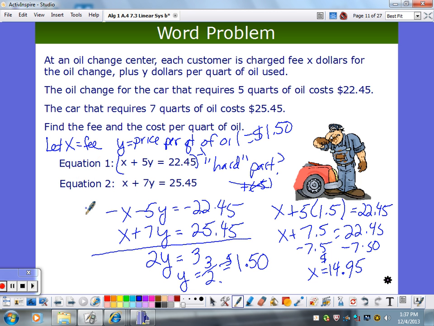So what does this mean? If you're going to go to this oil change center, first you got to plunk over $14.95 for them to do the work, and then it's $1.50 for every quart of oil they put in. Now, should you check it? Absolutely. I would use my calculator. $14.95 plus 5 times 1.5. Hopefully you get that. And then $14.95 plus 7 times 1.5. Hopefully you get that.